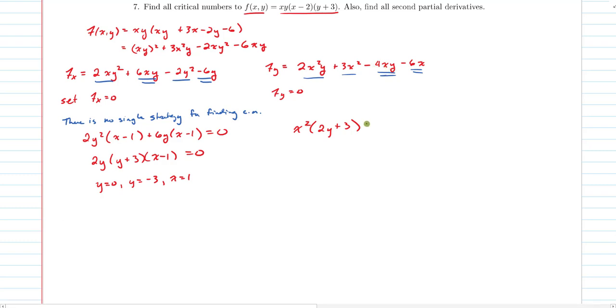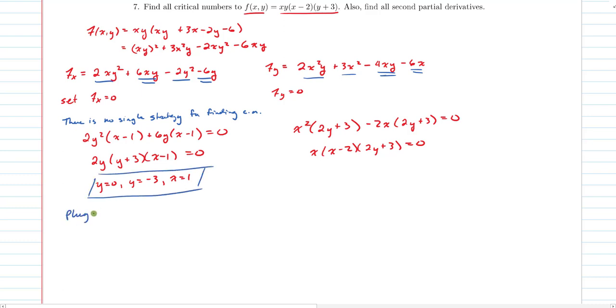So if I do that, that's minus 2x times the quantity 2y plus 3, and we've set this equal to 0. And if we continue to factor here, I think I can write that as x times x minus 2 times 2y plus 3 equals 0. And so this gives us its own values that we could pick. But we're just going to take the zeros of this first expression here, and let's plug each of these into the equation f sub y equals 0.